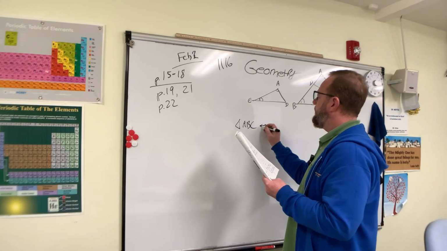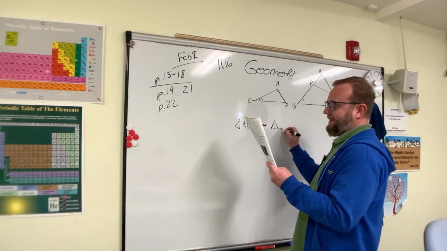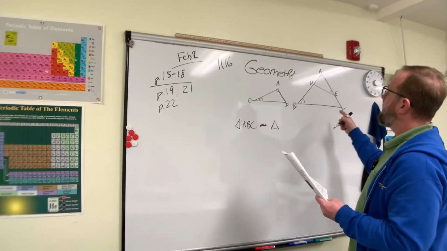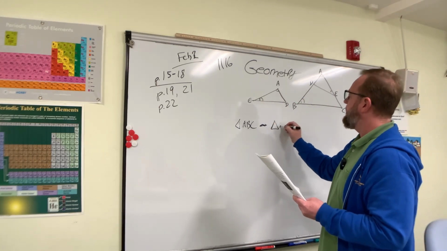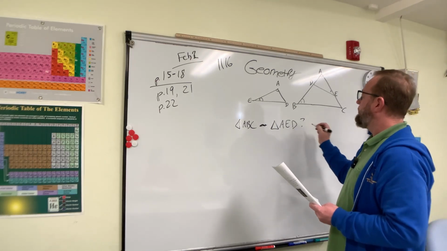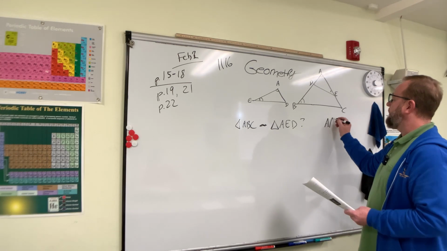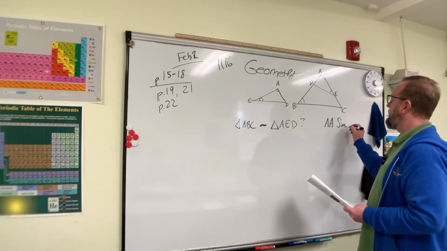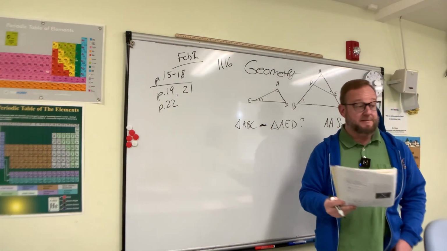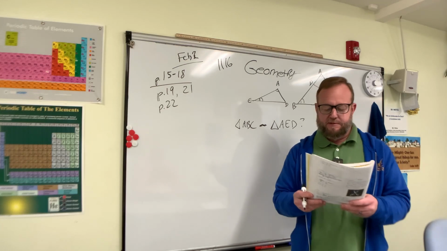to triangle, let's see, I have A, B, C. I want to do A, E, D. Why? Corollary 2. My angle similarity theorem. Yes? Okay, good. Next, we have definition of similar polygons.